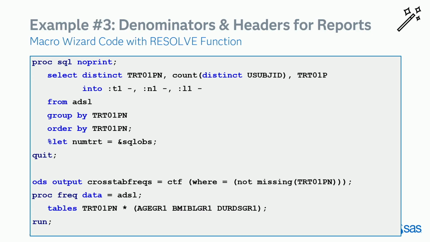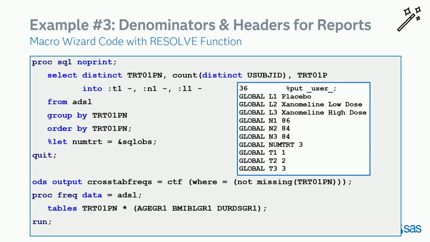So we're going to now create a series of macro variable lists, one that has the treatment number, then the N, the number, the overall counts, and then the label. So these are the macro variables that we are creating with proc SQL. And so we're creating this information, and we're going to use it later on to build our report.